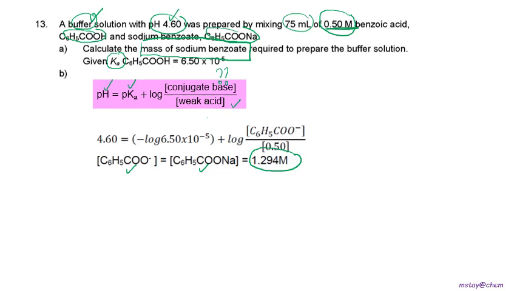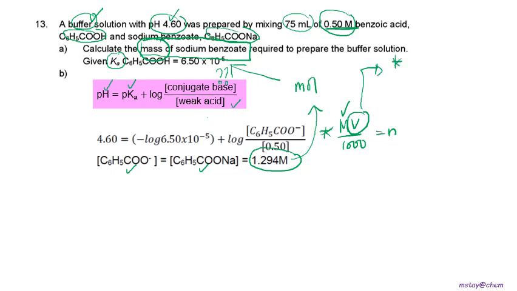As we know, if we want to determine the mass, normally we need to get the number of moles. But when we have the concentration, we will be able to determine the number of moles as well. In this question, we have the concentration and want to find the number of moles, so we are going to use the formula MV/1000. The concentration here is 1.294, but the volume of the sodium benzoate is not given in the question. That's why we need to make an assumption.